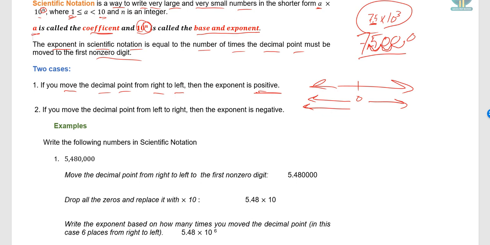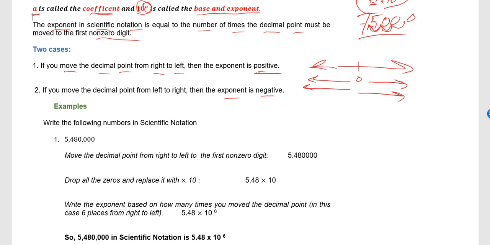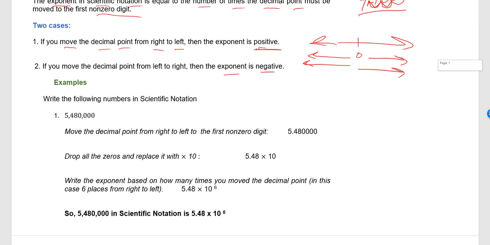If you move the decimal point from the left to the right, so going to the right, then your exponent is negative. And we'll see why that is, because in one case you're writing a bigger number in scientific notation, a very big number. In the other case, you're writing a very, very small number. So each of them, again, is determined by the sign of the exponent.